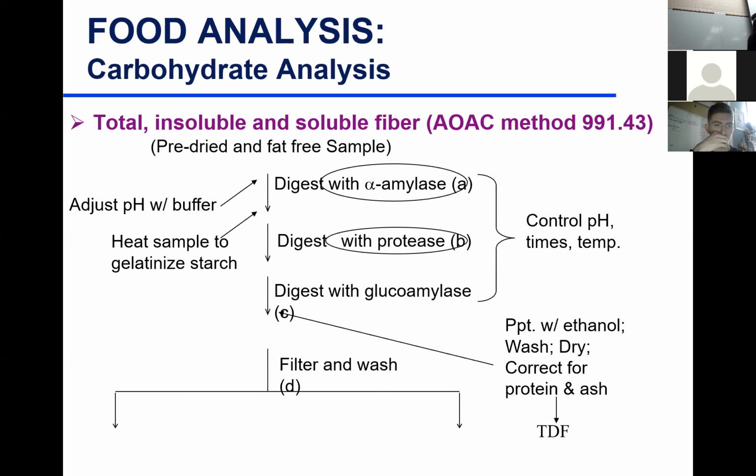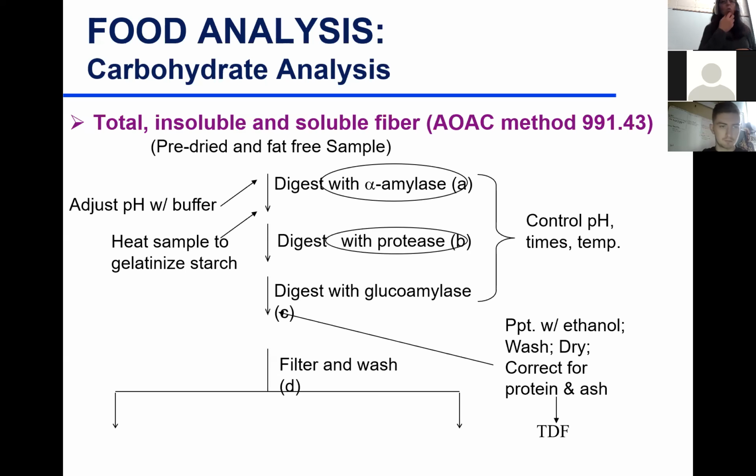So now your proteins are amino acids, and your starch is now glucose. The starch and protein components are broken down into glucose and amino acids. If we wash with ethanol at this point, I will precipitate the soluble fiber. Otherwise, what will remain in the soluble components of your sample is the glucose, amino acids, and your pectin and hydrocolloids.